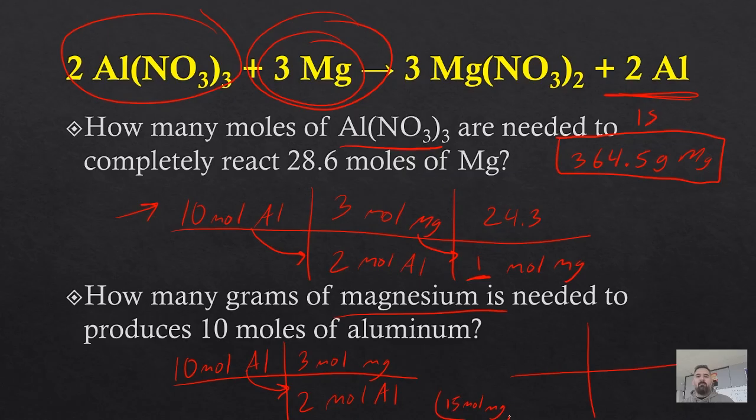Do they want moles of Mg? No, they want grams of Mg. So our next step is we could plug that in here. So 15 moles of Mg. What unit goes down here? Moles of Mg, 1 mole of Mg. And then how many grams is that? 24.3 grams of magnesium. And you're just going to do 15 times 24.3, and that's going to give you this same number here. Does that make sense?